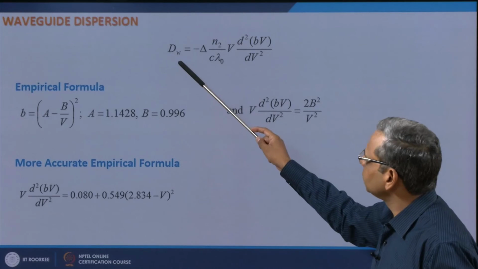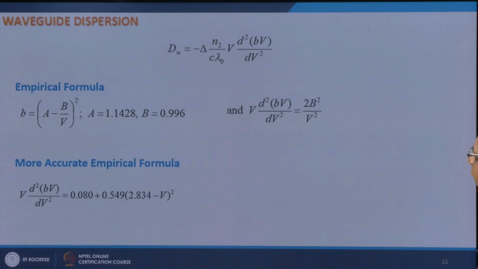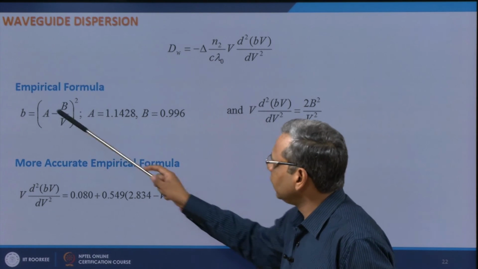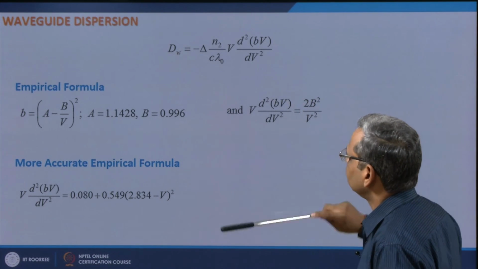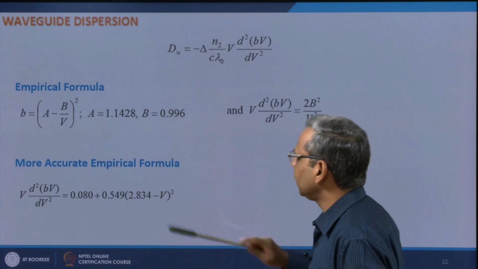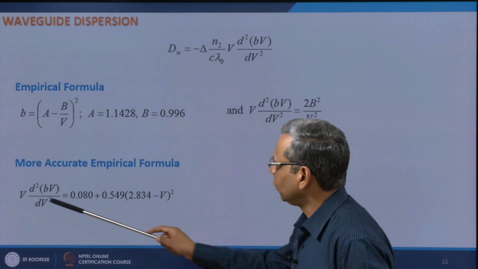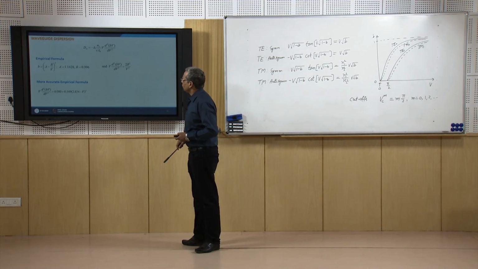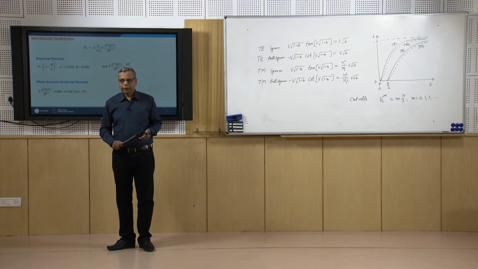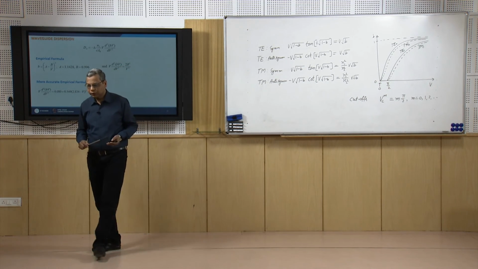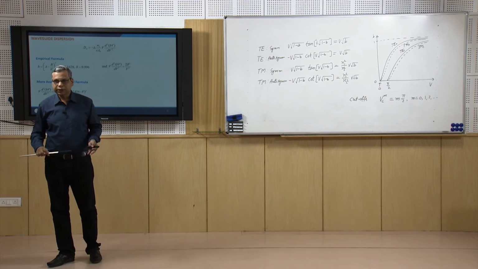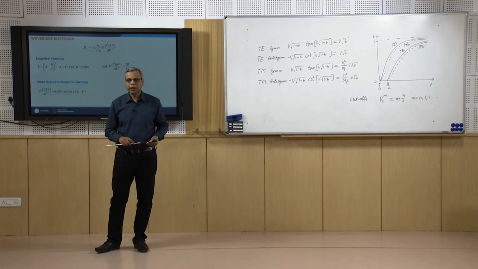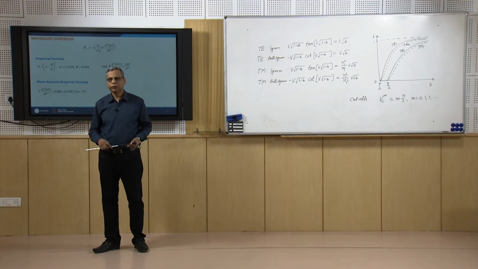So the waveguide dispersion coefficient is given by this, and we can use the empirical formula between B and V to calculate this factor, or we can use a more accurate empirical formula given by Marcuse for V times d2(Vb)/dV square. In this way we had understood the salient features of optical fiber, how light is guided in an optical fiber, and what the important parameters of a single mode fiber are.